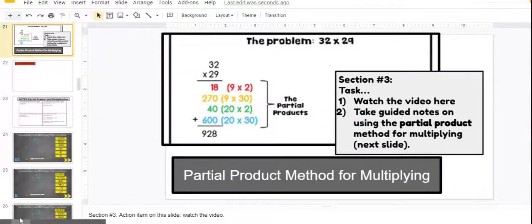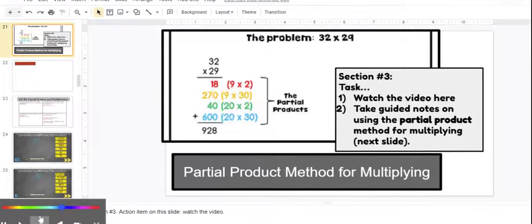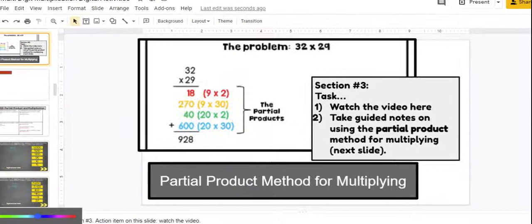Hey guys, so what's happening here is we're going to be thinking about the partial product method. And what's cool about this is it's kind of like that area model that we just did mixed with the traditional algorithm, which you may know or you may learn shortly. So what you'll find is that we have an example here of a two-digit by a two-digit number.